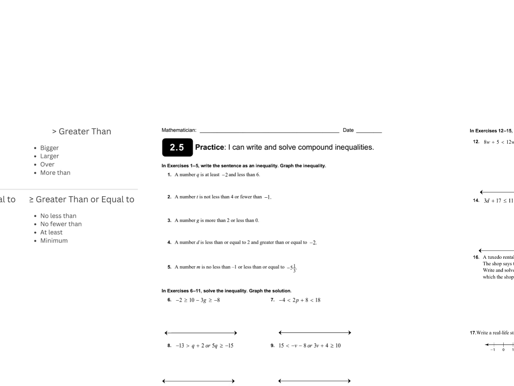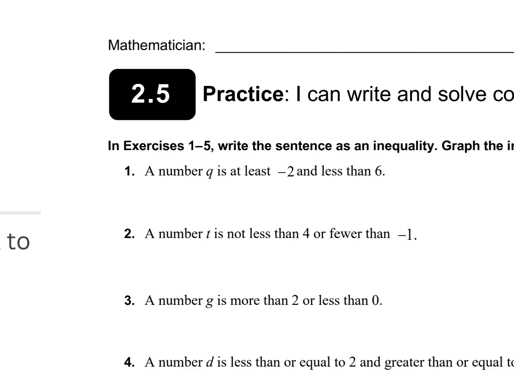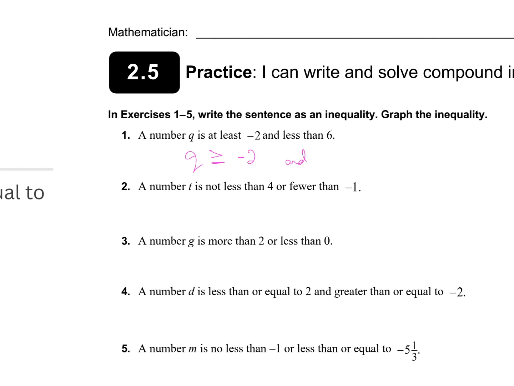All right, let's talk about writing and solving compound inequalities. Here we go. A number Q is at least -2 and less than 6. Okay, so Q is also less than 6.